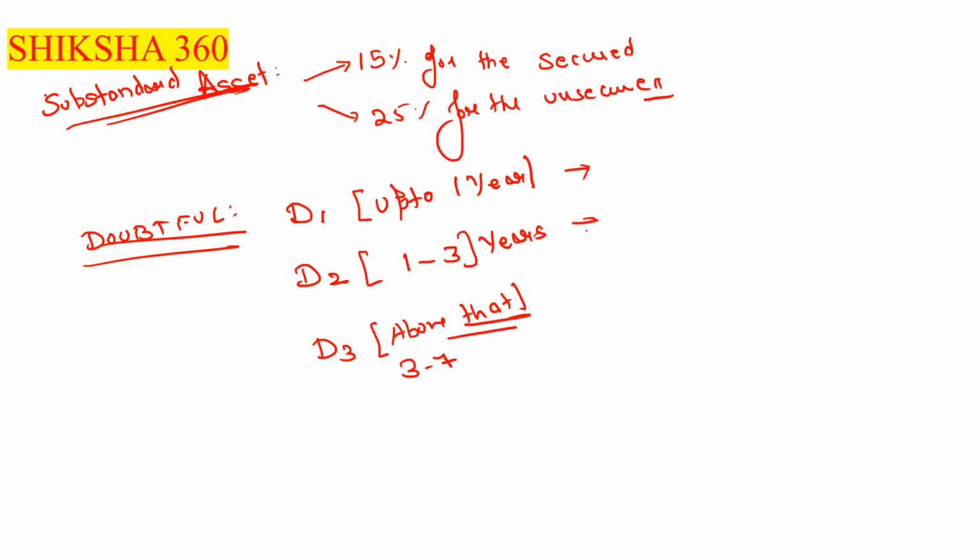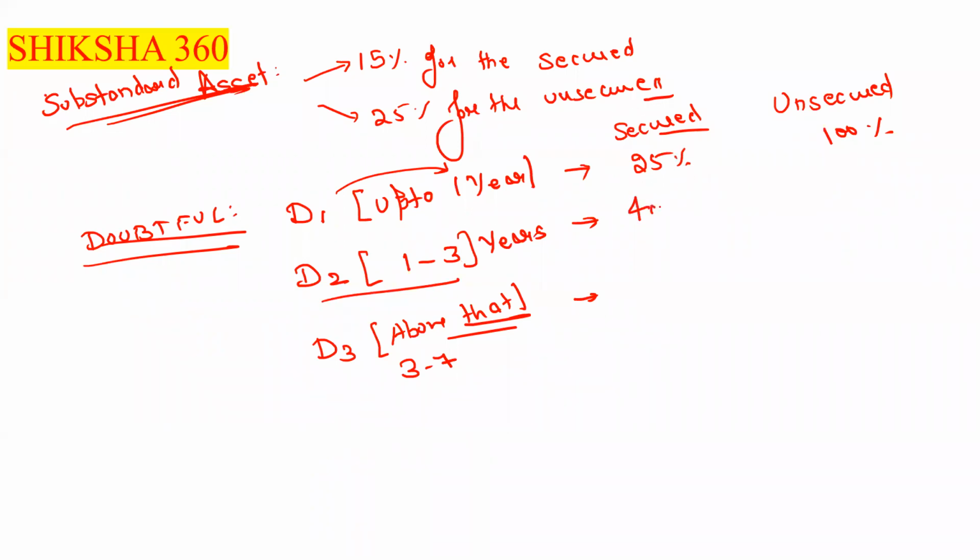So under the D1, basically for the secured portion and for the unsecured. Clear? Please remember that for the unsecured, 100% provisioning is required in every case. And for the secured portion, under the D1, that is up to 1 year, what is the amount of provisioning? That is 25%. And under D2, for 1 to 3 years, the provisioning is 40%. And under the D3, the provisioning is 100%. Clear?